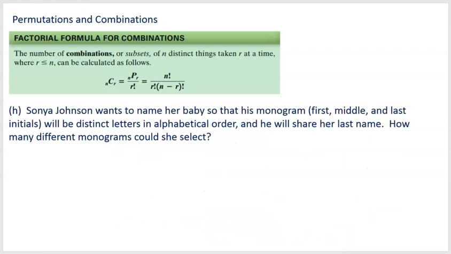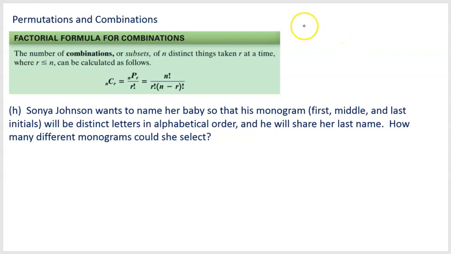Okay, so example H is a problem directly out of the homework from the textbook. It says Sonia Johnson wants to name her baby so that his monogram, first, middle, and last initials, will be distinct letters in alphabetical order. And he will share her last name. How many different monograms could she select? So let's think about what this is saying. Often that's what you have to do, is break down the problem.